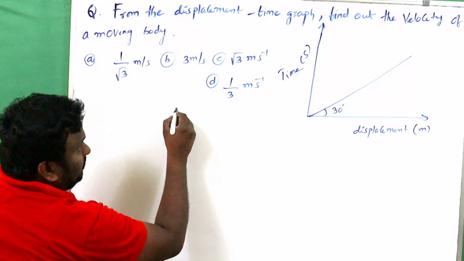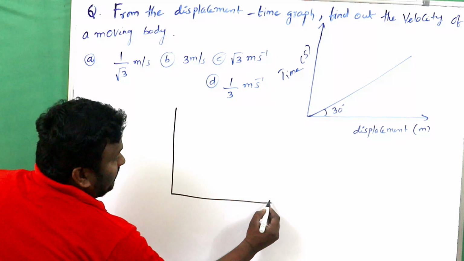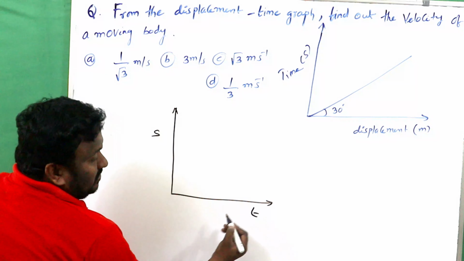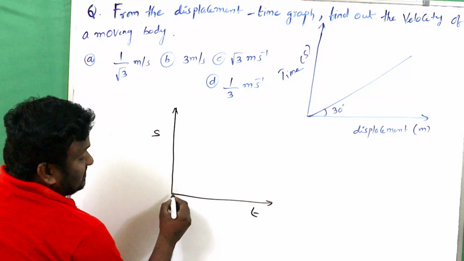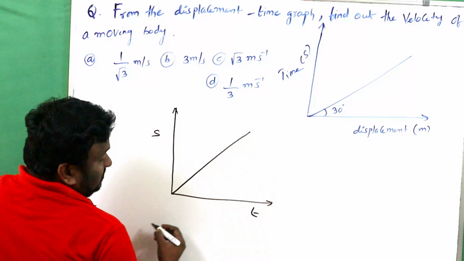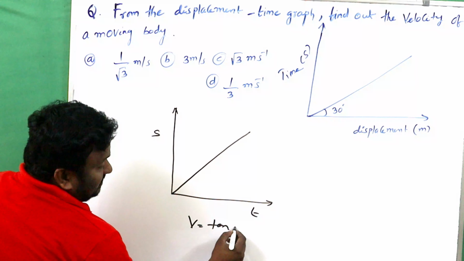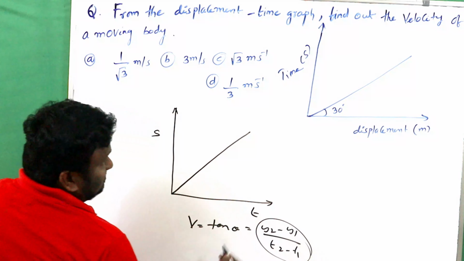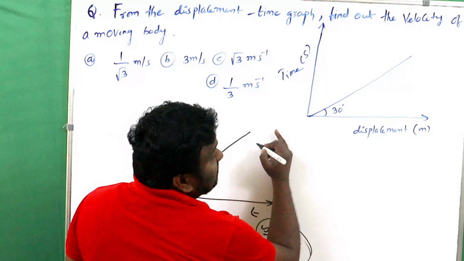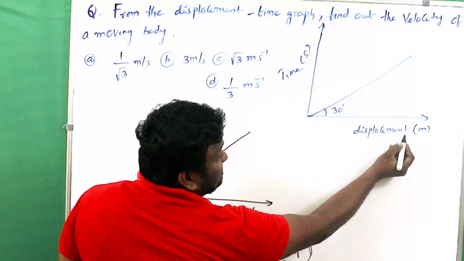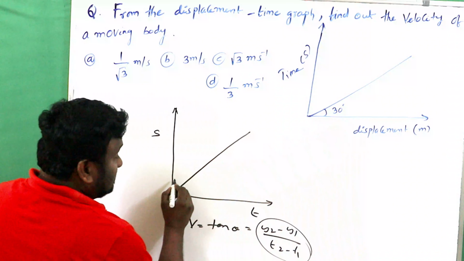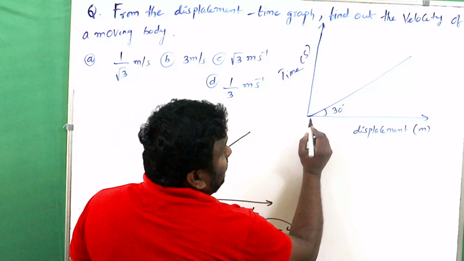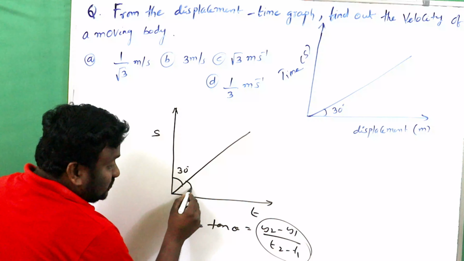So displacement time graph. At the starting of the video only we discussed this. When we consider displacement on the y-axis and time on the x-axis, then V is equal to tan theta. That is y2 minus y1 by t2 minus t1, we discussed. But in this graph, the line makes some angle with the displacement axis, that is 30 degrees he was given. Clear?